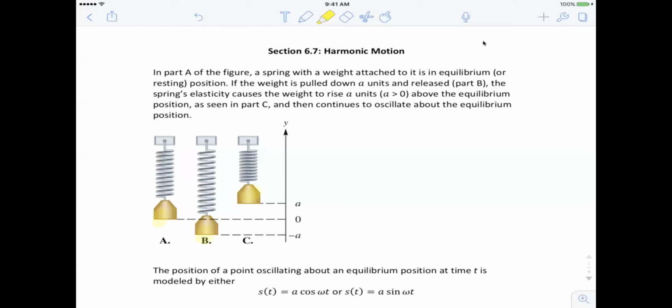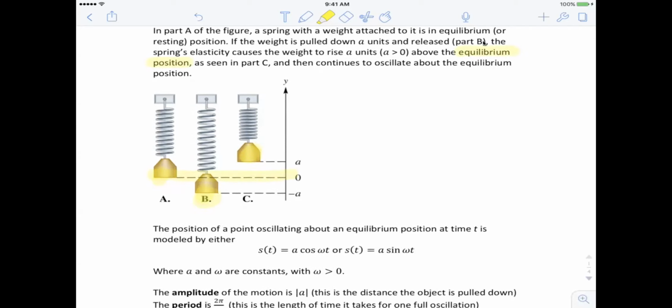Okay. So the place that's in the middle right there, we're calling that the equilibrium position. Okay. And then you have a minimum B and a maximum C. And it just continues to oscillate. In that situation, you can model the motion of the weight using either sine or cosine, right? And they're of this form here. Now, which one you choose depends on your starting position. And we'll get more into that with some examples.